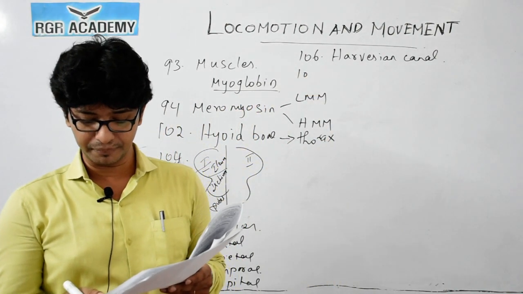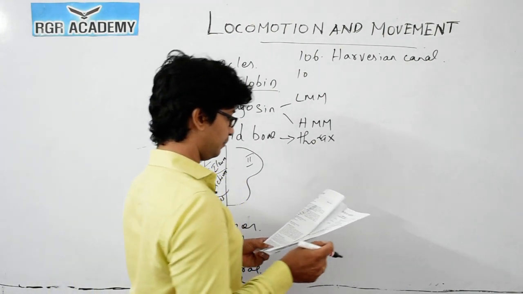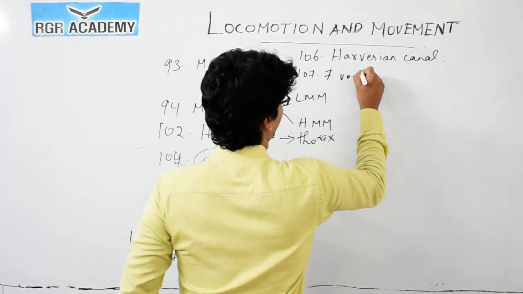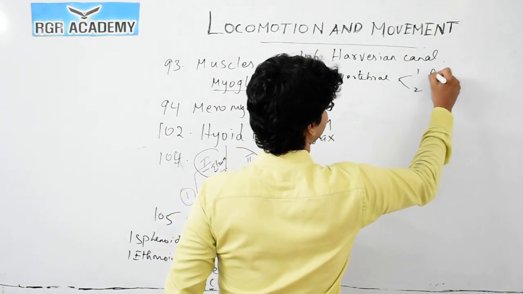Next question: the number of cervical vertebrae in humans. There are 7 vertebrae that you could see. Out of the 7 vertebrae, the first and second vertebrae we call atlas and axis.